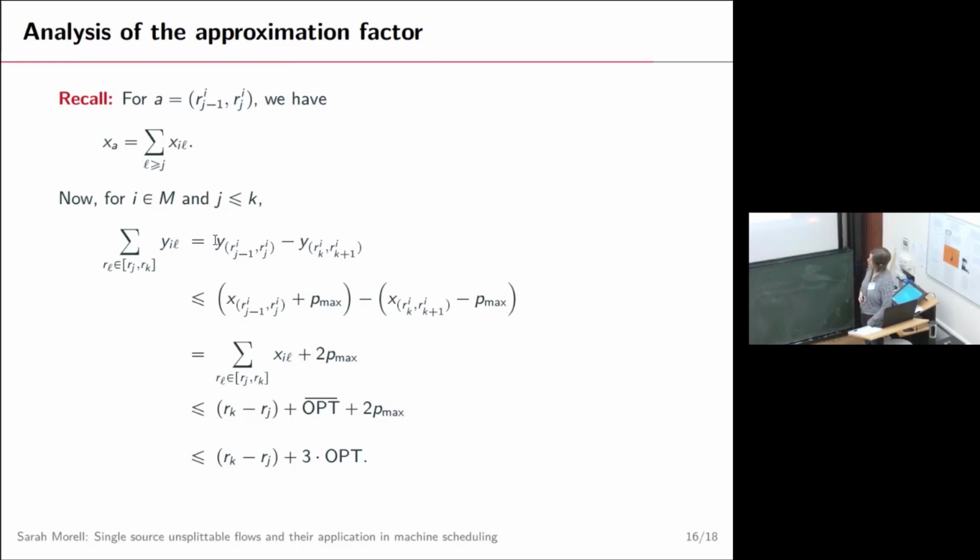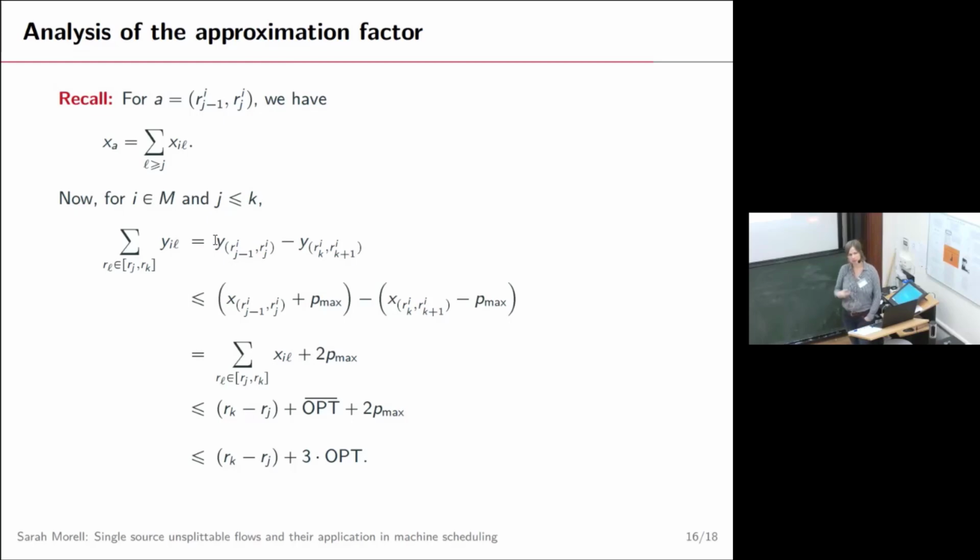And now, as a second step, we can use our conjecture, so the upper and lower bounds coming from it. So this flow value here is at most x_a plus p_max, and the other one is at least x_a minus p_max. So we can already see that this value here is bounded by the sum over all r_l lying between r_j and r_k of those fractions we've been assigning to machine i. And we have, of course, this additional factor of 2 p_max here.